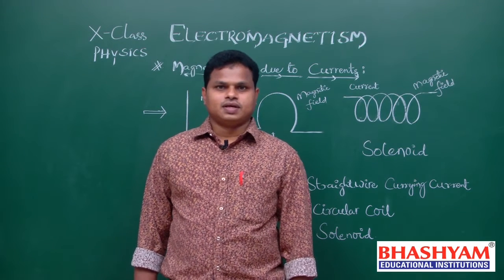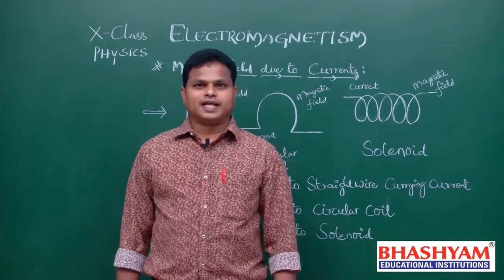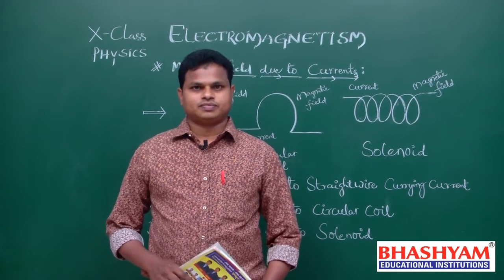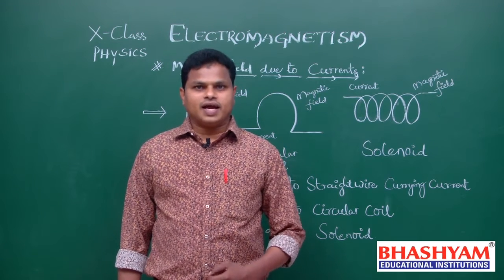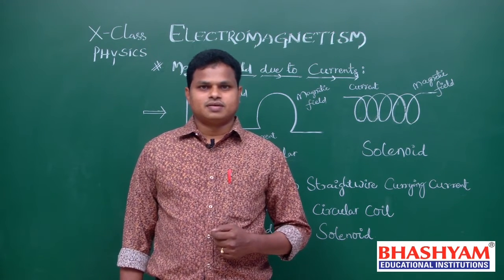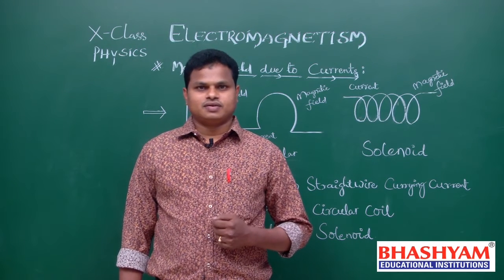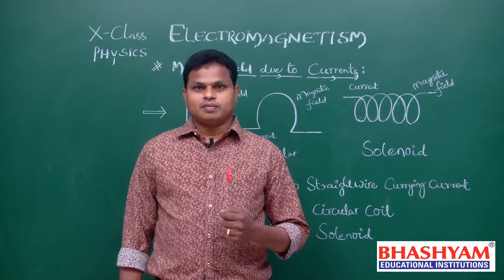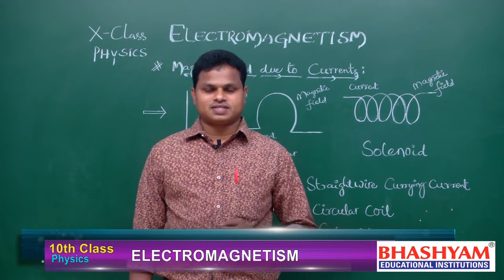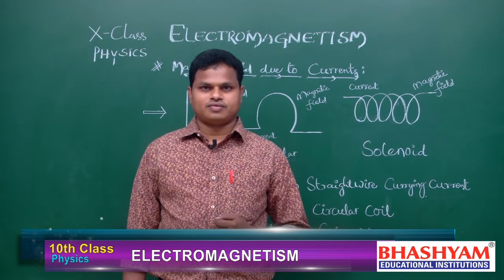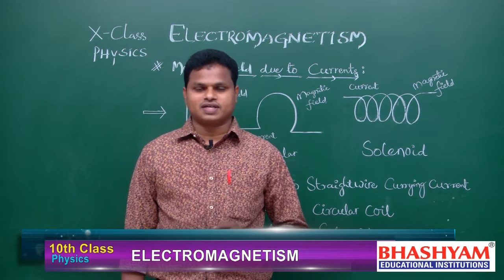Hi students, in the previous two sessions, we have been discussing the terminology of electromagnetism. They are magnetic field lines and magnetic flux density. In the previous section, we discussed magnetic flux density. Magnetic flux is the number of field lines passing through an area.